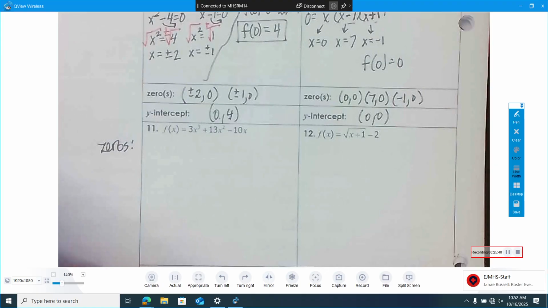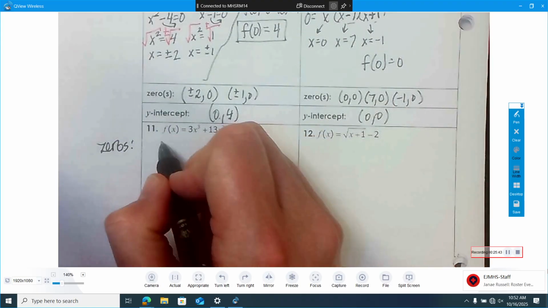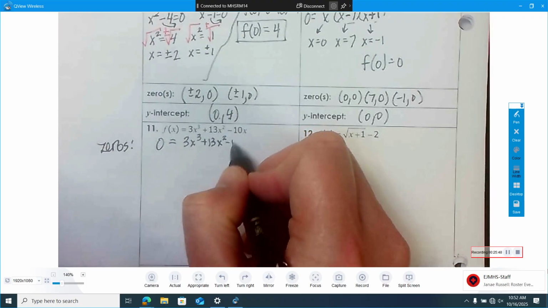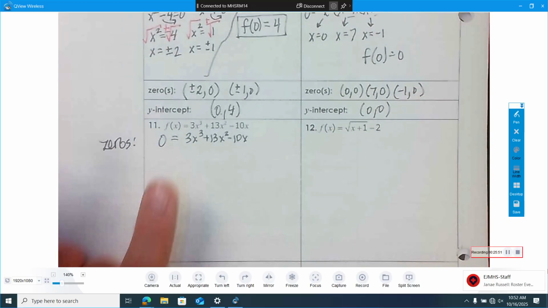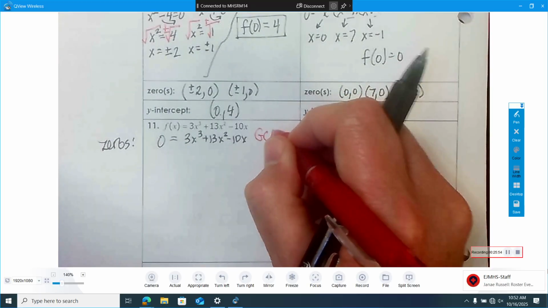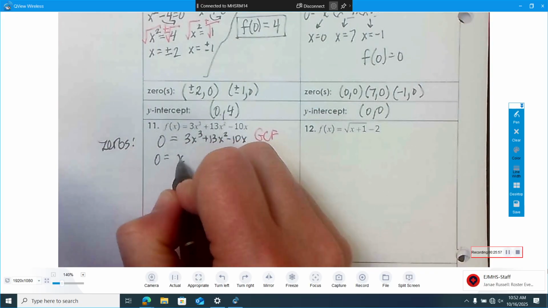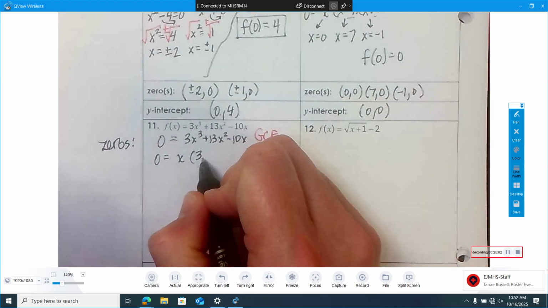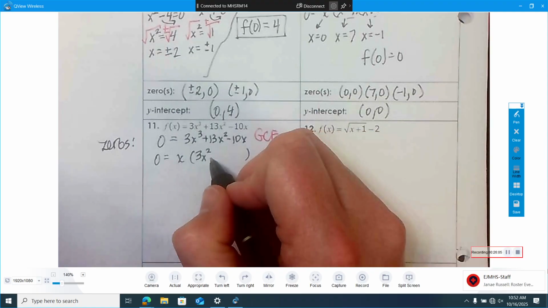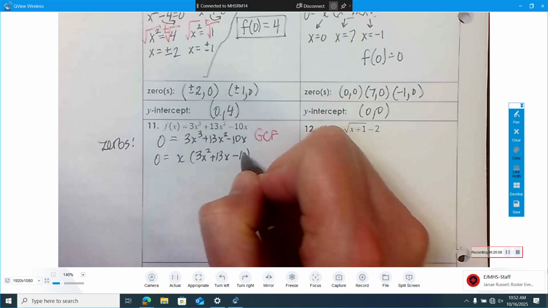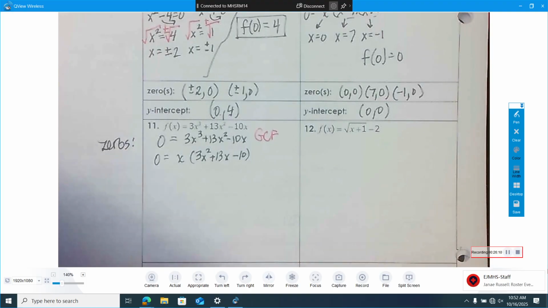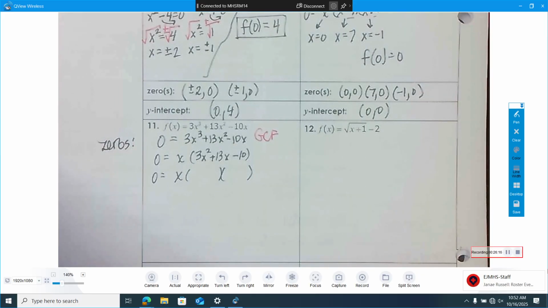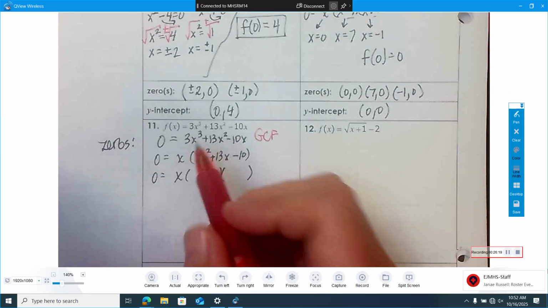How do we find the zeros? We're setting our y value to 0, and then we need to take out a GCF, greatest common factor. What is our GCF? Just an x. What's left behind? 3x squared plus 13x minus 10. And then we double bubble that trinomial again. That's a more difficult one.